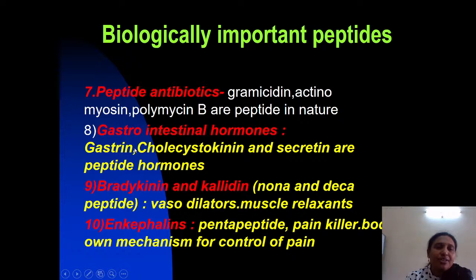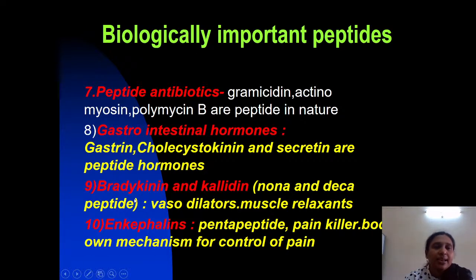And the next one, gastrointestinal hormones, namely gut hormones. The GIT hormones, namely gastrin, cholecystokinin, and secretin, are all peptide hormones. These hormones play an important role in digestion and absorption of nutrients like carbohydrates, proteins, fatty acids, fats, etc.